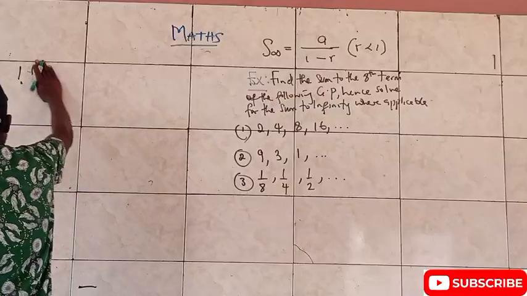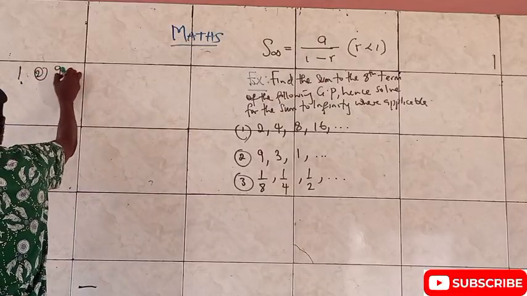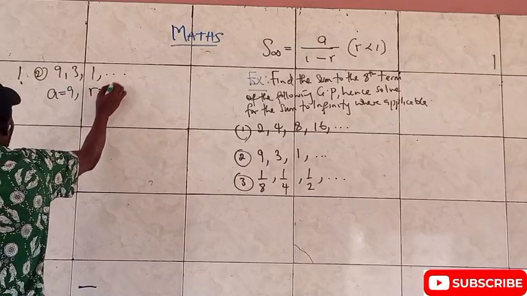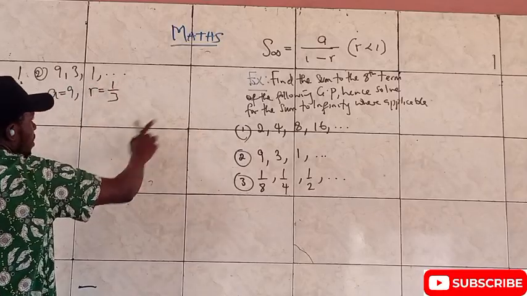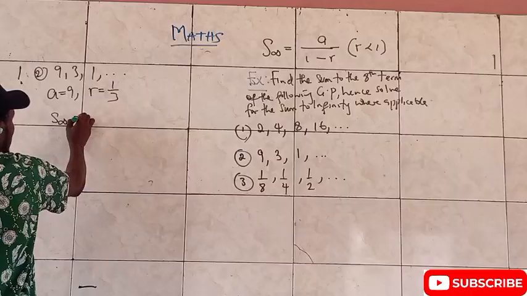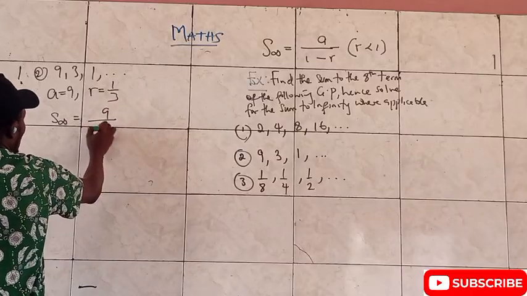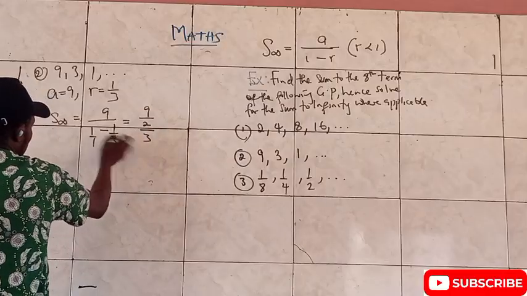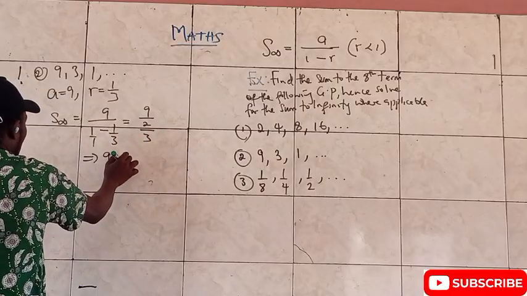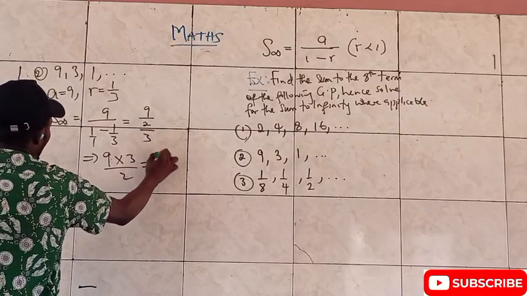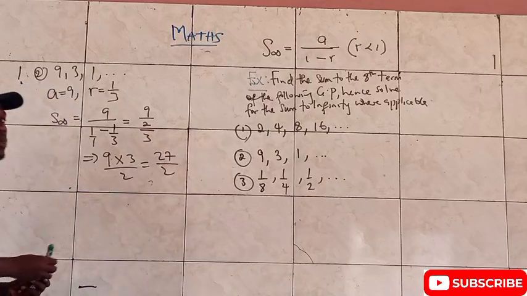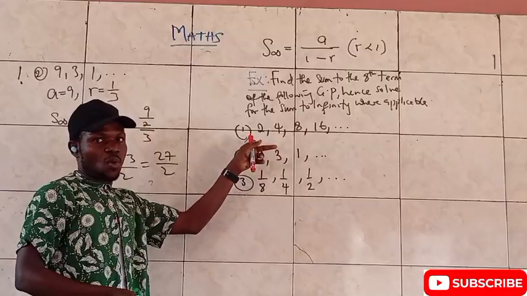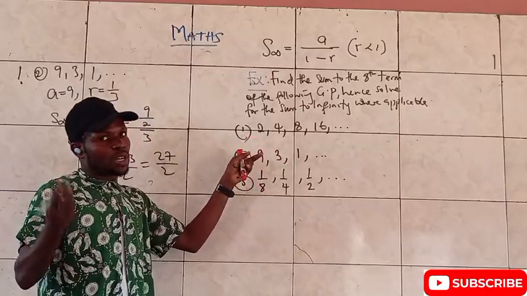So I have number 2: 9, 3, and 1 all the way down. My first term is 9. My common ratio is 1/3 as I've gotten. Then my sum to infinity is a over 1 minus r, 9 over 1 minus 1/3, and that is 9 over 2/3 when you subtract. Then 9 times 3/2, and the answer is 27/2. That is the sum to infinity. Don't forget, it was not applicable earlier because our common ratio was greater than 1. It's applicable here because our common ratio is less than 1.